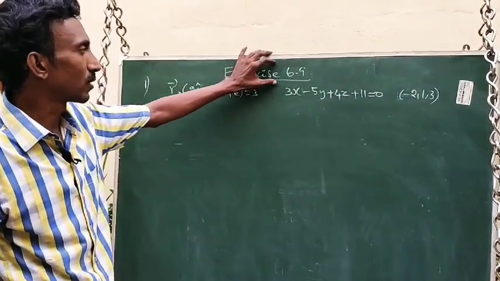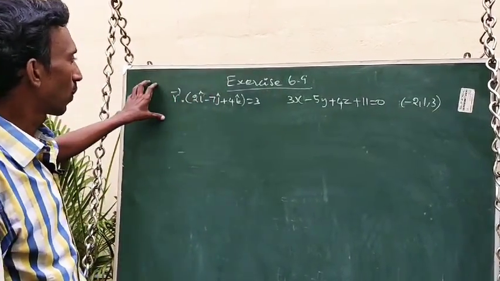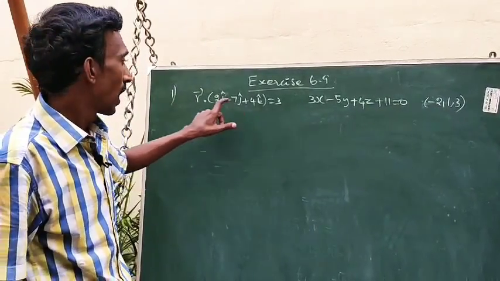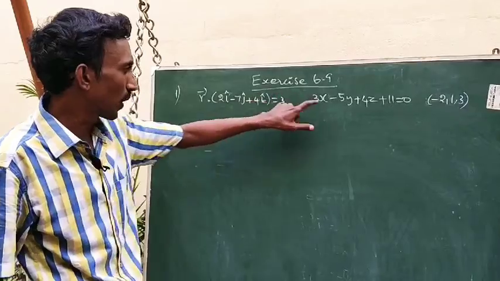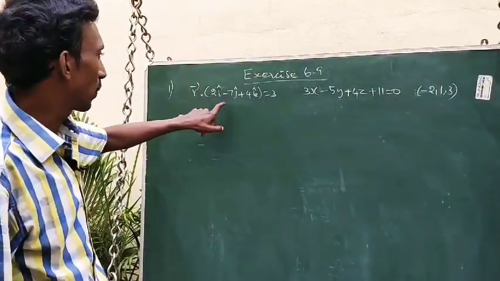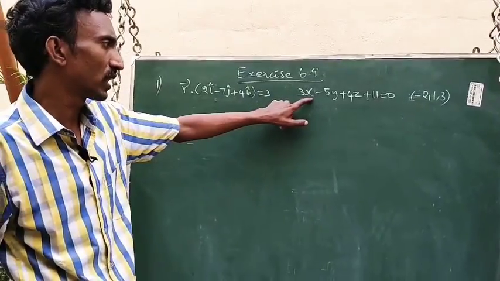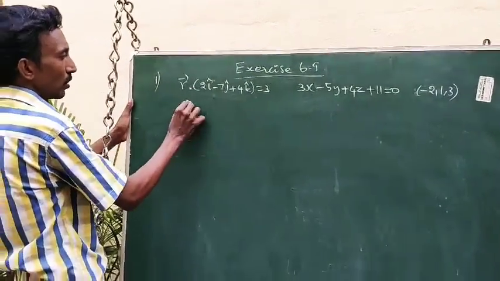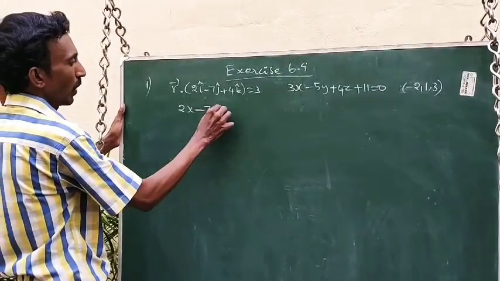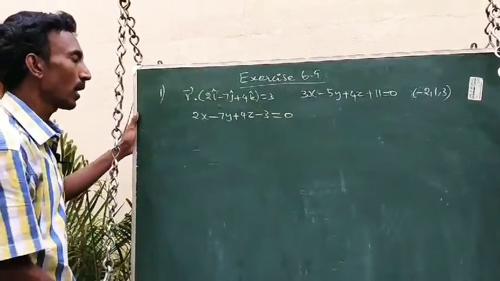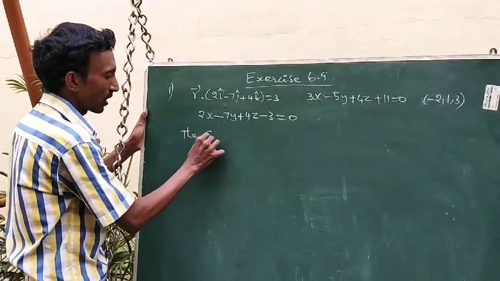Now exercise 6.9, question number 1. Find the equation of the plane passing through the line of intersection of these two planes and the point minus 2, 1, 3. So the first one is in the vector form, second one is in the Cartesian form. So rewrite into the Cartesian form first. So 2x minus 7y plus 4z minus 3 equal to 0.